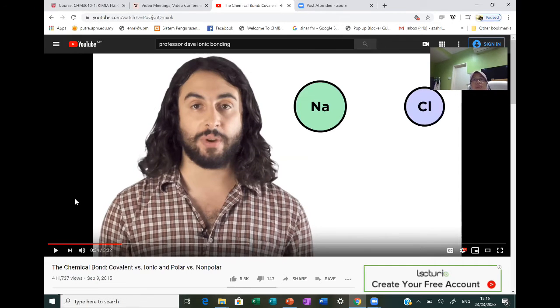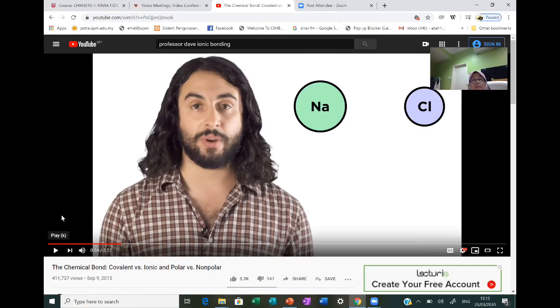So ionic bond is formed between metal and non-metal. So when there is a difference in electronegativity more than 2, then the metal will transfer the electron to non-metal and form a positive ion, and non-metal will form a negative ion.